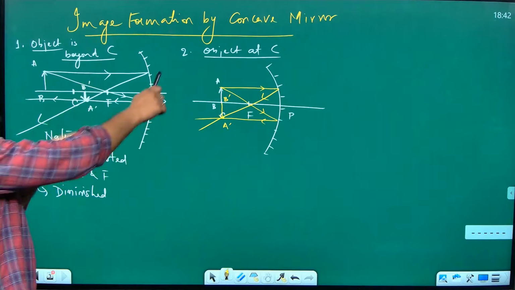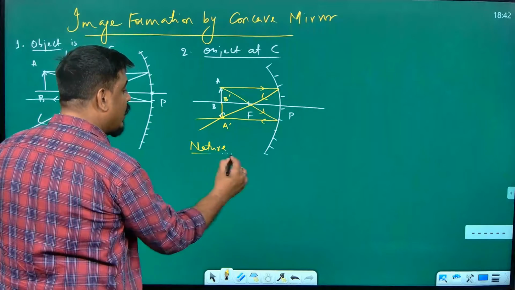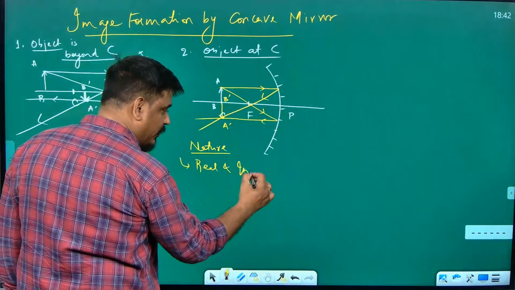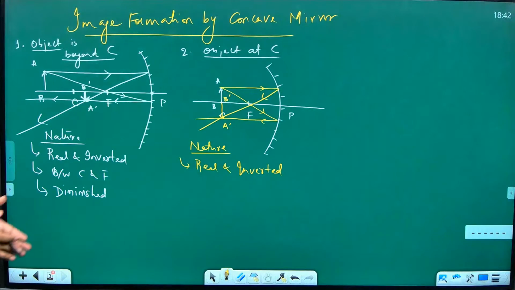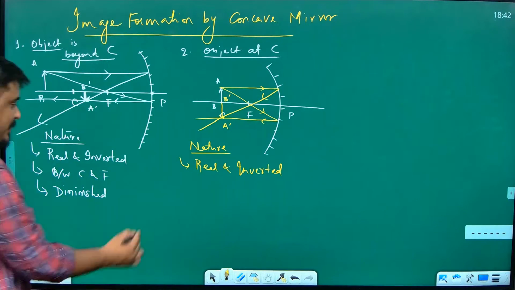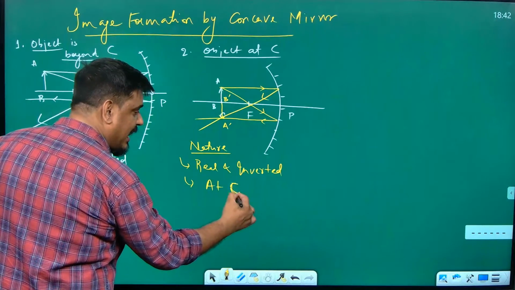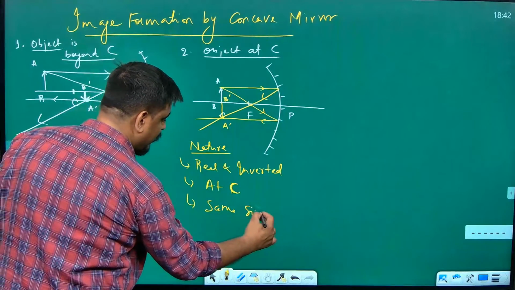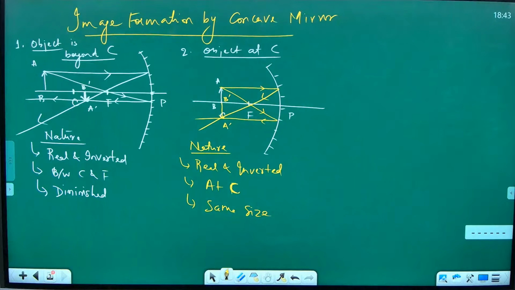So if the object is at C, where will the image form? At C. What will be its nature? Real and inverted. Why am I writing real? Because rays are really intersecting to form the image. So real image, inverted image, location at C and size, same size. Do you agree with me? Any problem in this image formation? Ask me now itself.